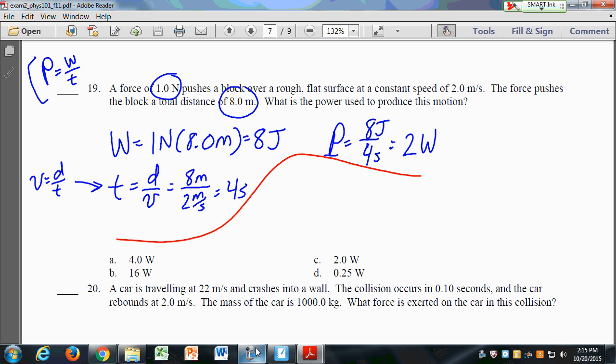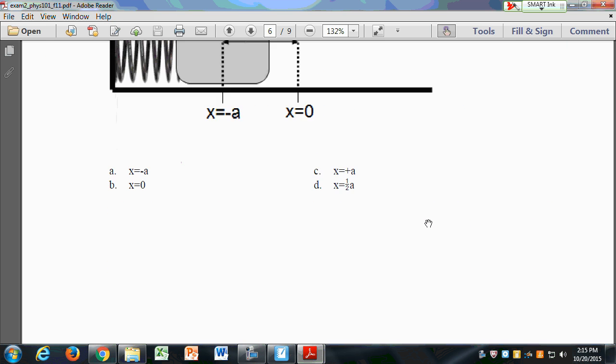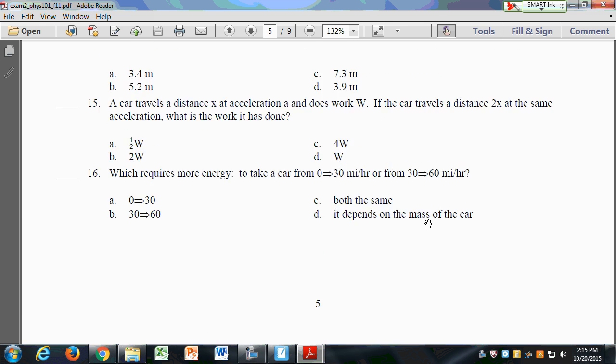Notice we could also ask a different question. Okay. You okay with that one? Let's go back a little bit. That wasn't exactly what I wanted to do. Let's go back and look at conservation of energy here.